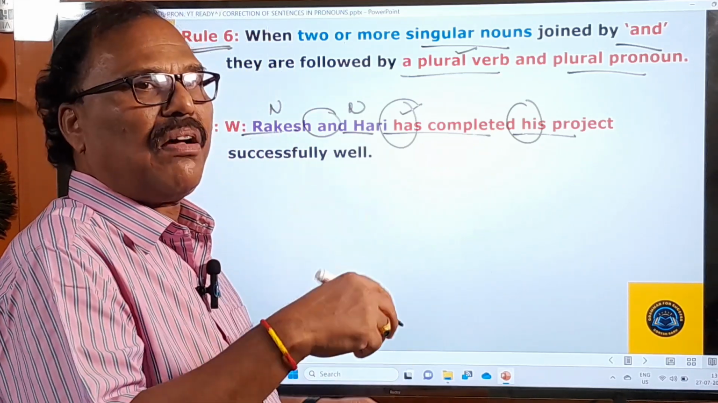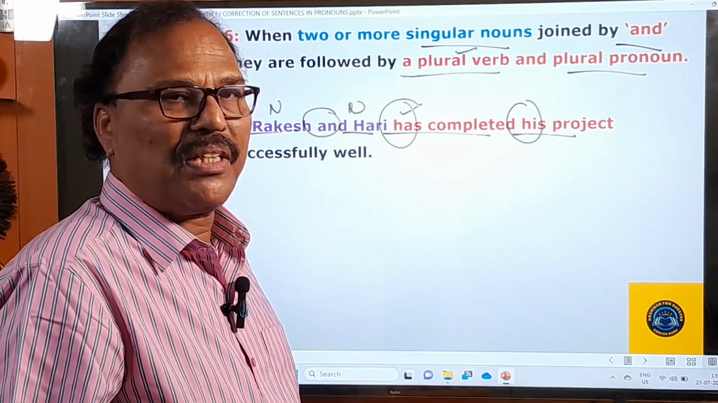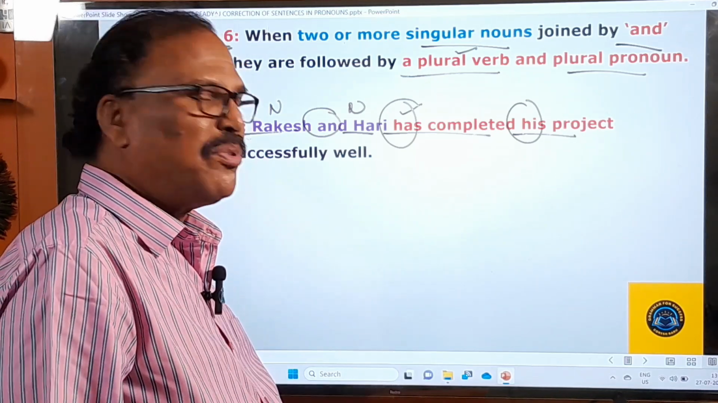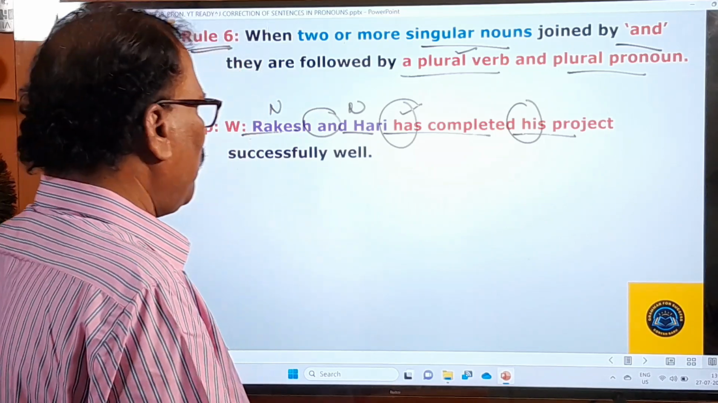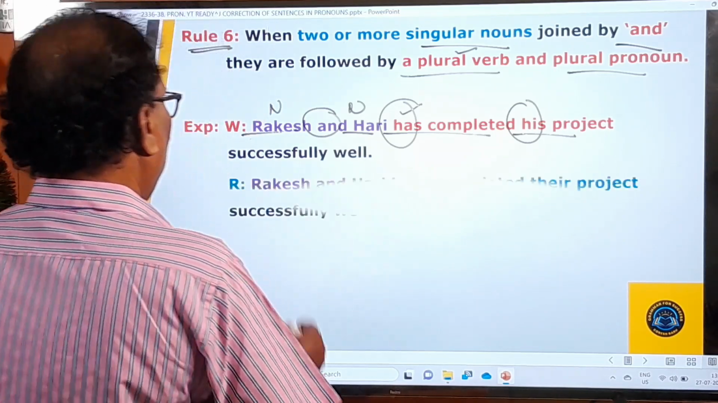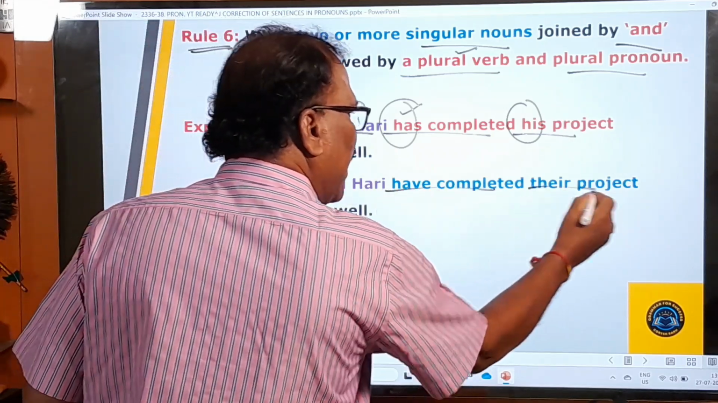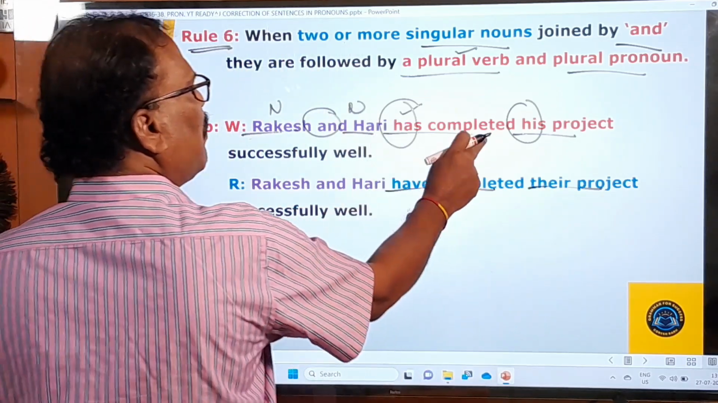Otherwise, if he gives all the sentences correctly, there is no meaning at all in giving all the sentences correctly, because what job do you have to do there? You have nothing to do there. That's why now it's like that. Rakesh and Hari, these are the two persons, have completed their project. Don't say "has completed his project."